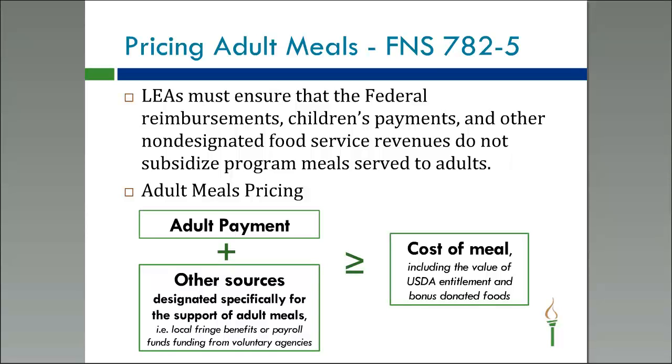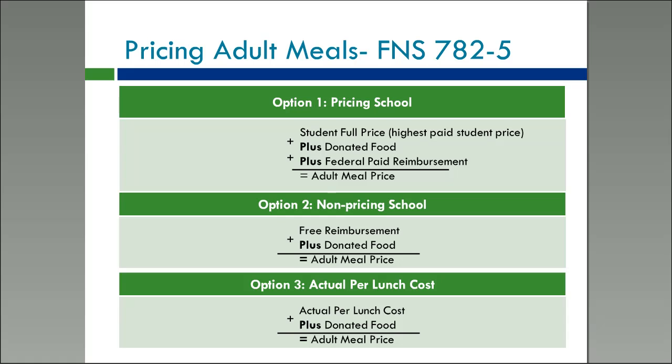To cover the cost of adult meals, you either need to collect payment from the adults or collect payment from the school, such as payment from the general funds or fringe benefit funds into the food service account to pay for those meals. And you could do a combination of both. Some money coming from the adults themselves and some money coming from the general funds.